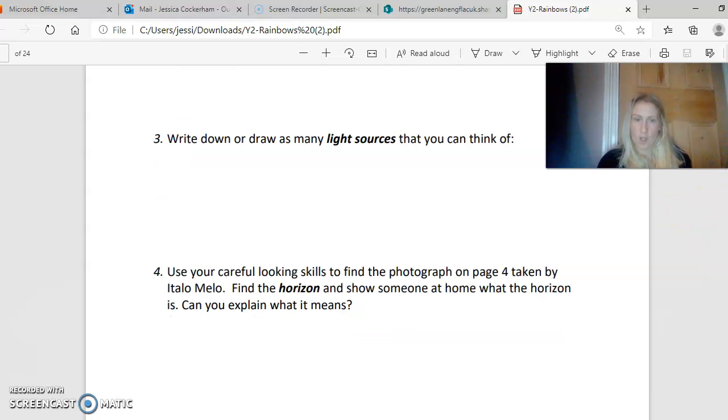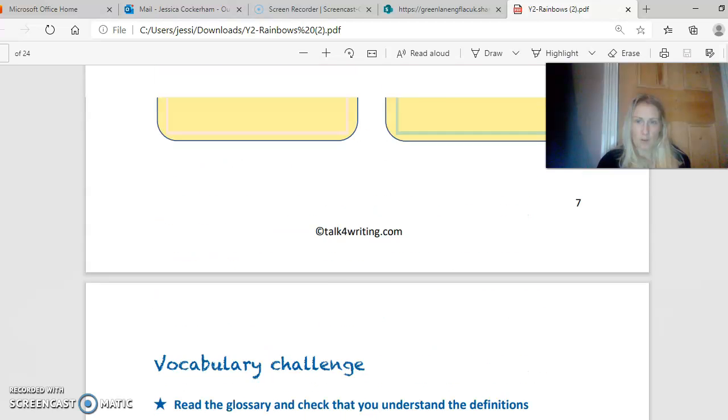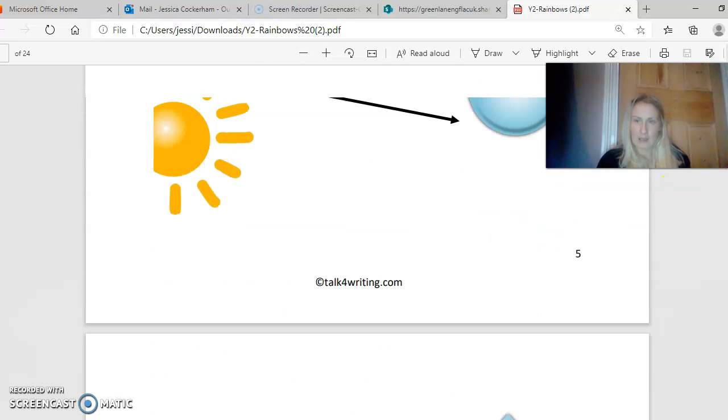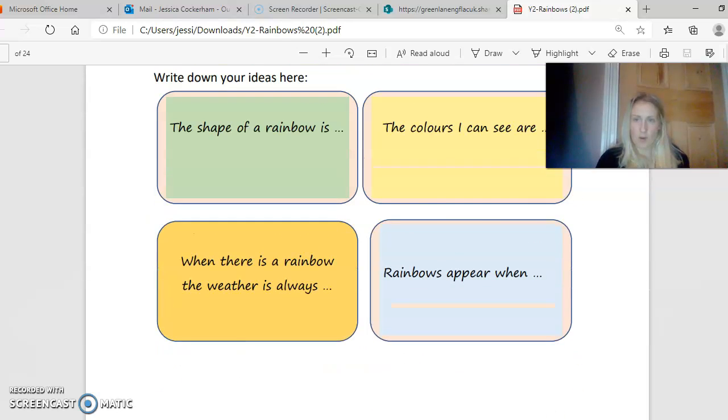Then question 4. Use your careful looking skills to find the photograph on page 4 taken by Italo Mello. Find the horizon and show someone at home, or if you're in school, show someone in the classroom what the horizon is, and can you explain what it means? So I need to find the photo on page 4. So that's page 7. This is page 6. This is page 5. And this is page 4. Let me go have a look.